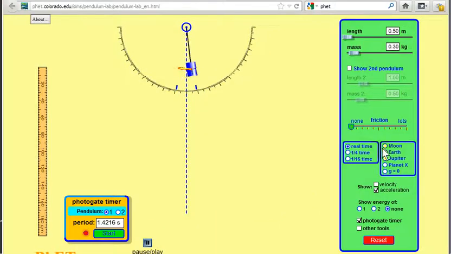Let's make G even smaller again. Let's look at the acceleration due to gravity for the Moon. So the period is even greater now. So now it's 3.48.